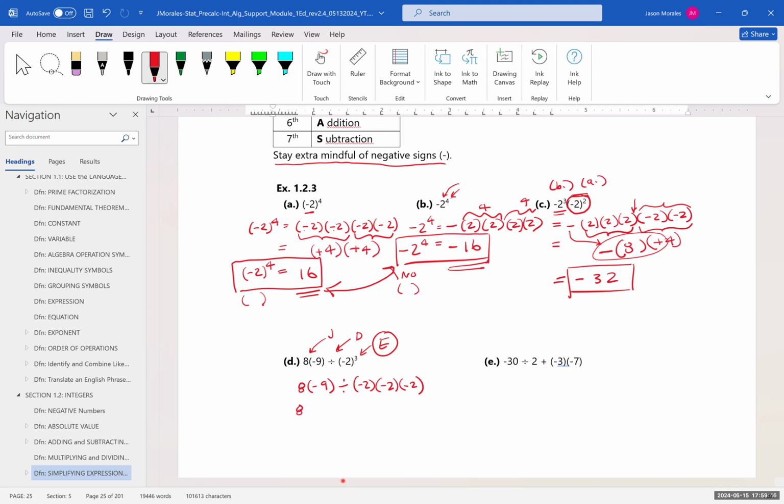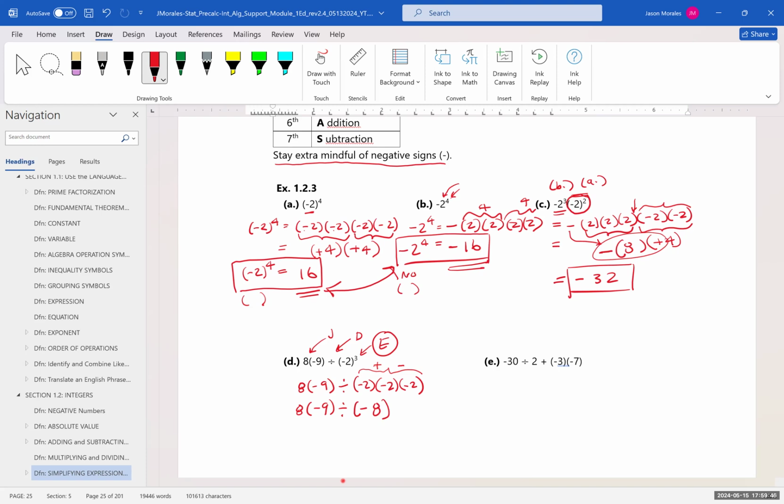And let's see, with 8 times -9 divided by. And so here now we've got 3 negative signs. So 2 negative signs will be a positive, and then you'll have this third negative sign out here. And whenever the signs are different, it's going to have a negative result. So this will be a -8.